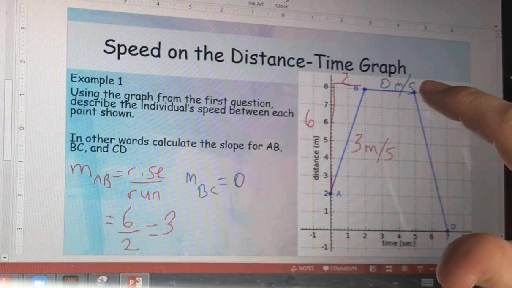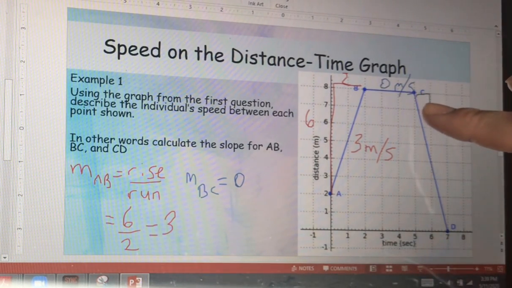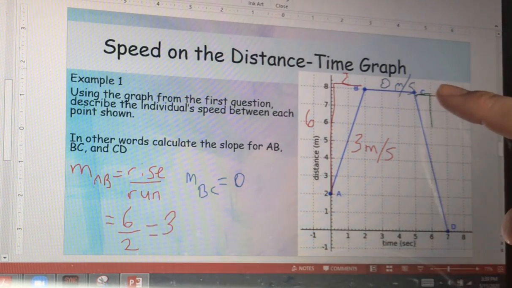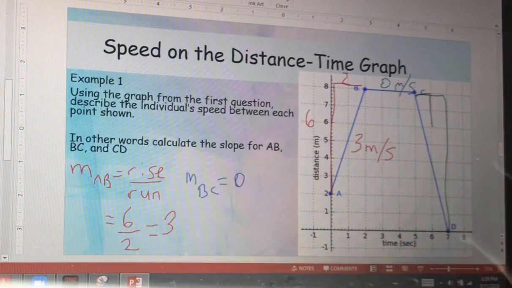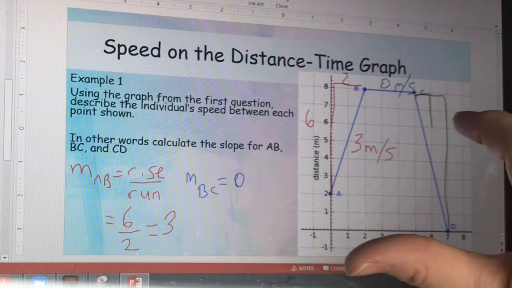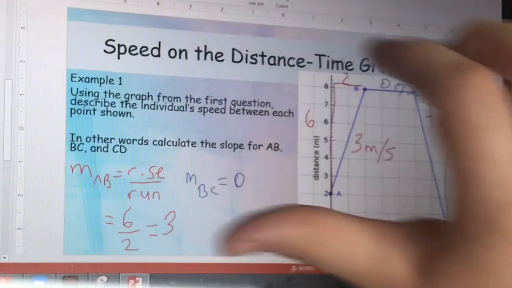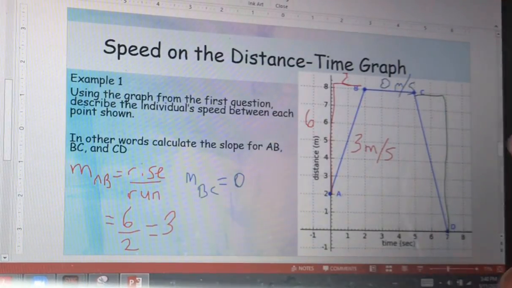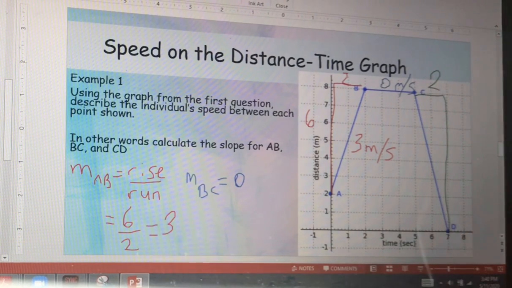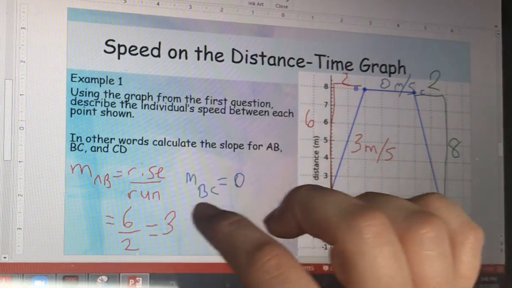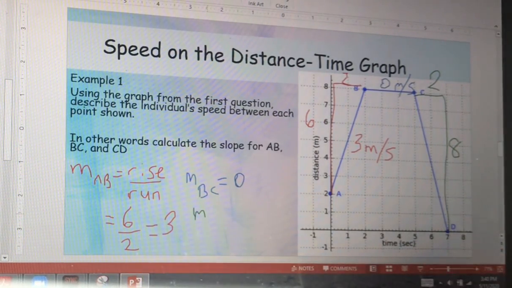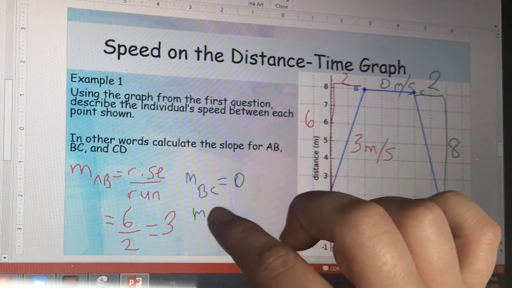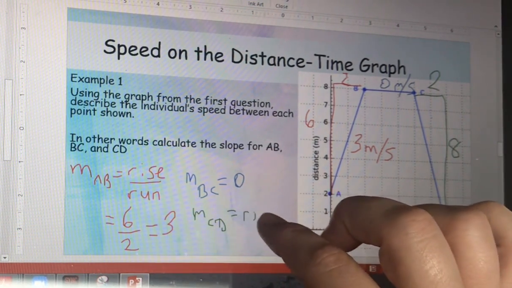And here, I'm going to draw that triangle again. Oh, it's actually 2 seconds. Okay, so here this is 2, and this is 1, 2, 3, 4, 5, 6, 7, 8. So my slope for CD is equal to rise over run.